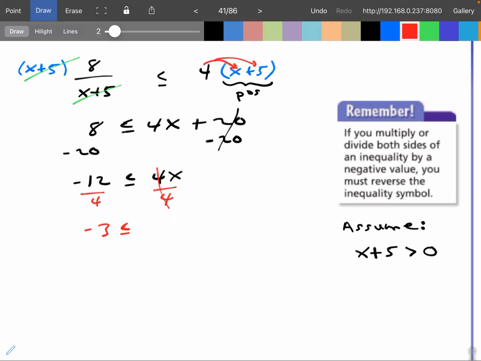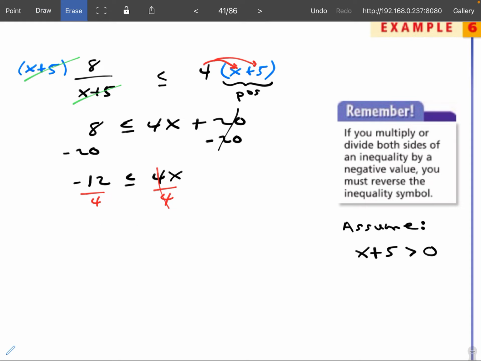Oh, it turned off, darn it. I keep forgetting to wiggle my mouse. All right, hold on a second. There you go.